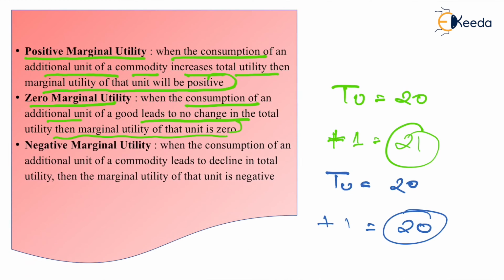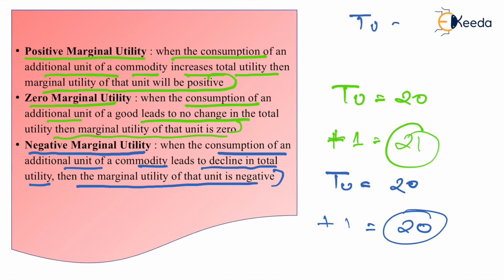Now, the next concept refers to negative marginal utility. When consumption of an additional unit of a commodity leads to a decline in total utility, then the marginal utility of that unit is negative. For example, if the total utility was 20 again, and with the additional unit that you have taken this goes down to 19, then this scenario is a part of negative marginal utility. So these are the three different variants of marginal utility that you can think of.